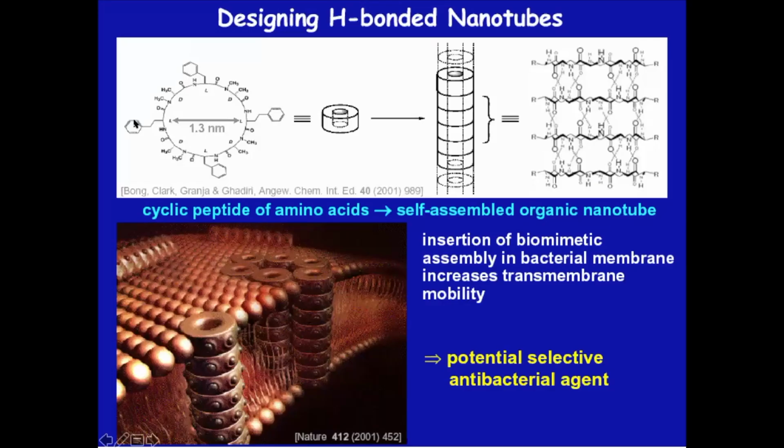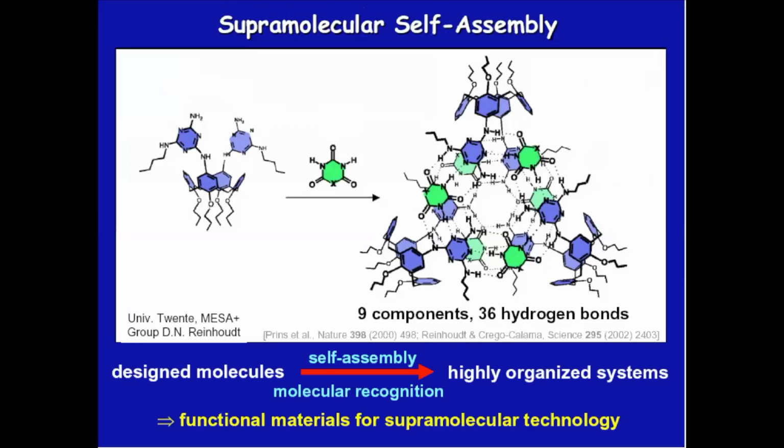Here we see the cyclic polypeptide and the diameter of about 1.3 nanometers. It stacks through hydrogen bonds. Well, maybe an antibacterial agent. Of course, Jan van Maarseveen works on cyclic peptides and he tries to develop new medicine, new drugs with that.